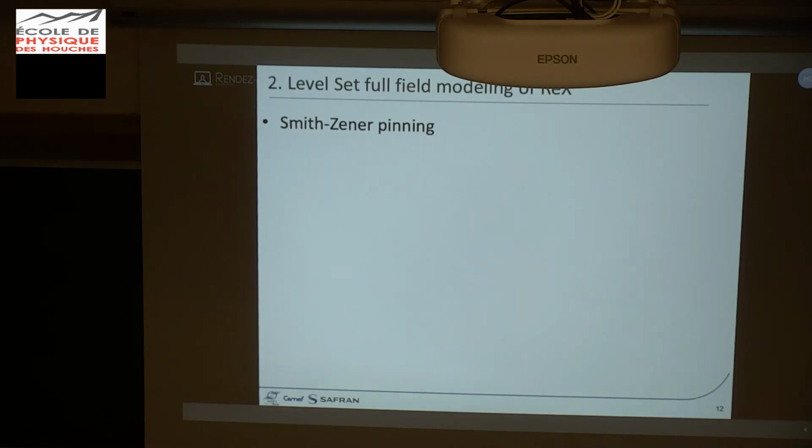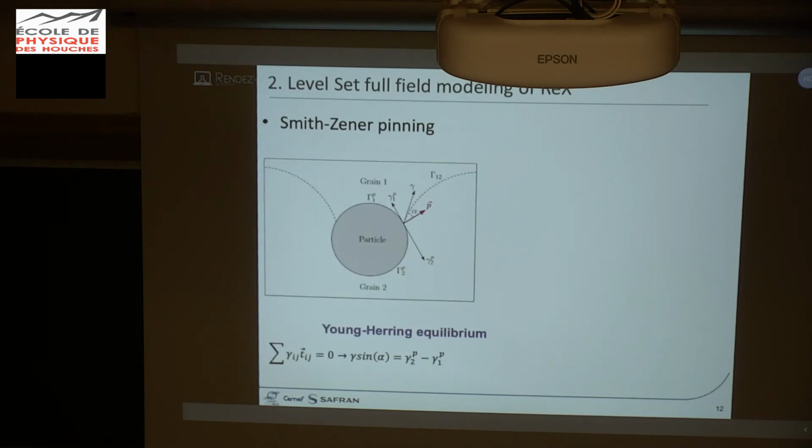So now I'm going to focus my talk for 20 minutes on application to nickel-based superalloys. One important aspect, when you have second phase particles, is to be able to take into account full field interaction between static second phase particles and grain interfaces. In the state of the art, it's well known as the Zener pinning phenomenon, but I think it's better to speak about Smith-Zener pinning because it was introduced at first by Smith and not by Zener. It's why I prefer to use Smith-Zener pinning terminology to describe interaction between grain interface and second phase particle.